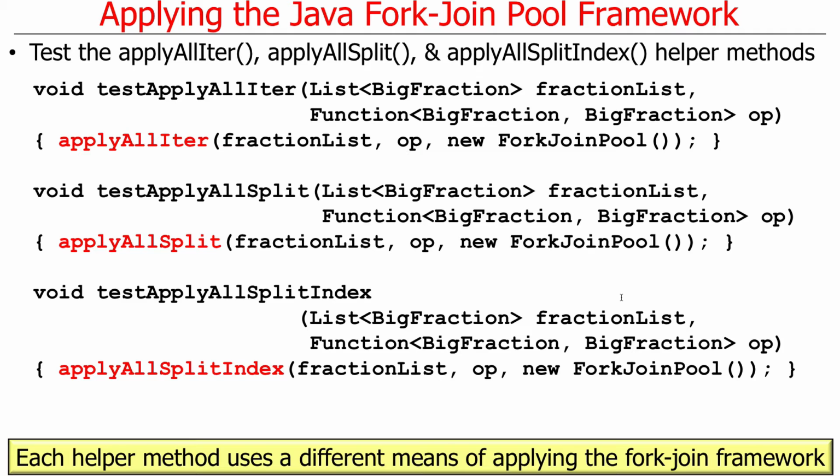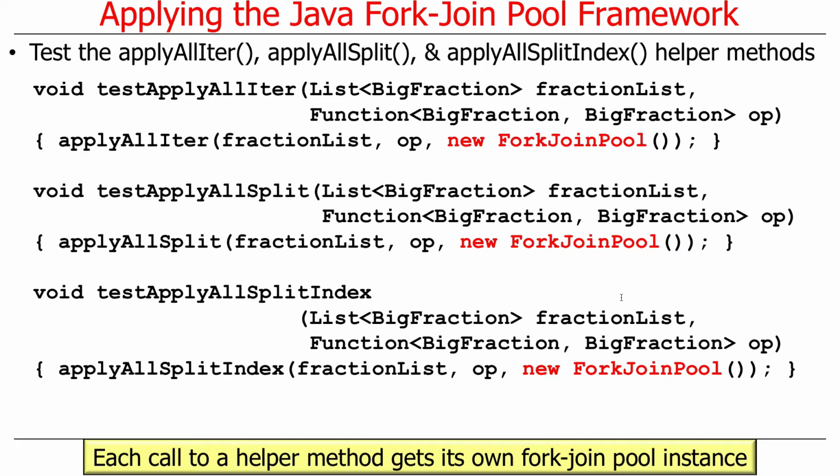And these things then call the actual worker methods that do the actual big fraction computations. And what they do is they pass in the list of big fractions, they pass in the operation to apply, and each of these things is going to use a different implementation, apply the fork join pool in a slightly different way, and they're each going to get their own instance of fork join pool. So we're not using the common fork join pool. Each of these test programs gets their own fork join pool, which by default defaults to the number of cores that the JVM knows about.